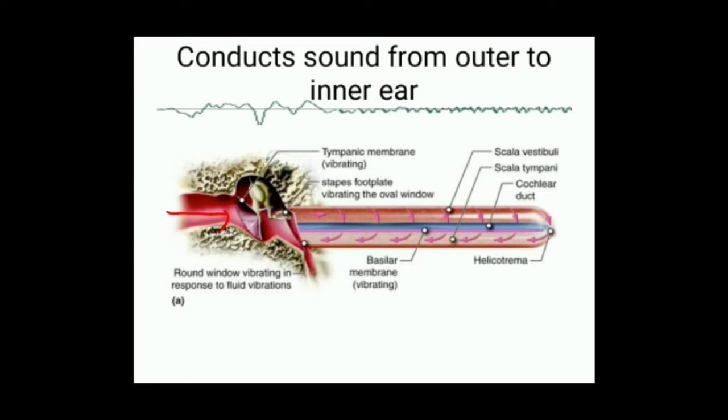If you see here, the footplate of the stapes will vibrate against the oval window. The vibrations will be transmitted in the fluid in the inner ear, that's the cochlea, and it will be reaching again the round window, here will be the round window. It will cause reciprocal movement of the round window and the oval window.